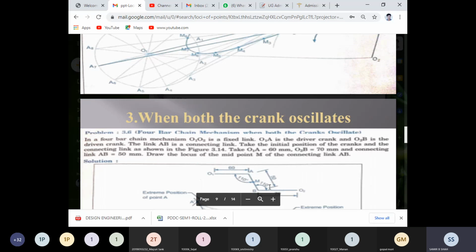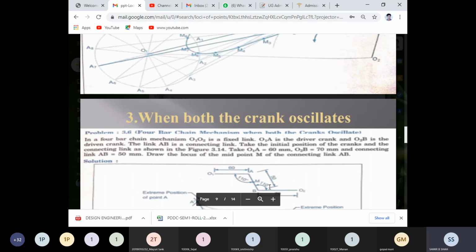So from this first statement, we have not identified what the case is, right? Either both the cranks revolve, or one crank revolves and one oscillates, or both oscillate. So from the second statement only, we understand and examine what kind of case this is. O1A is a driver crank and O2B is the driven crank.